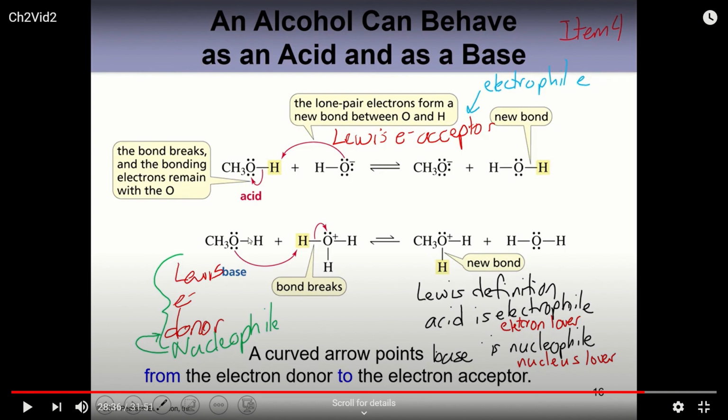Well, this is going to be dependent on the pKa of the two different reactants. In the reactants, the substance that has the highest pKa will act as the base, and the substance that has the lowest pKa will act as an acid. And this concept is going to be covered in a later part of chapter 2.